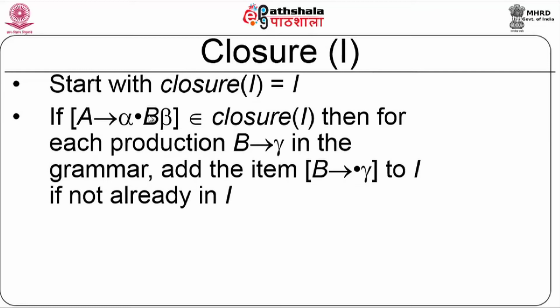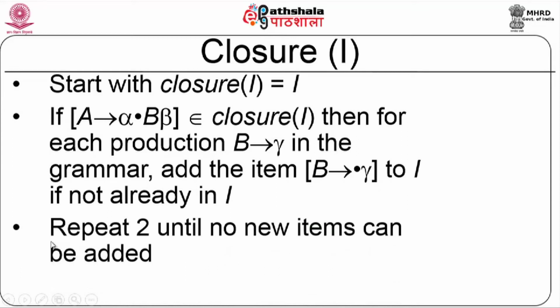Item means what? You have to add the production with a dot in the beginning. So, that is what it says. B produces dot gamma is added to the item I if it is not already present. Repeat this step until no new items can be added. So, this is closure of I. Okay. So, for every item I, this has to be done.